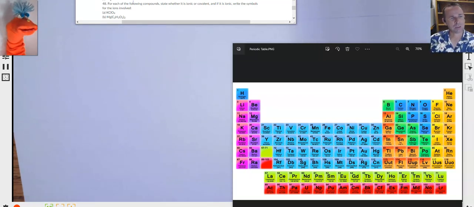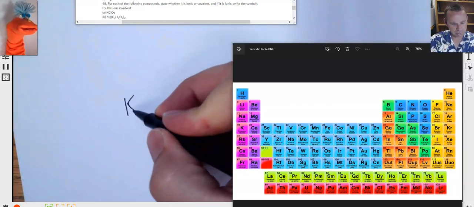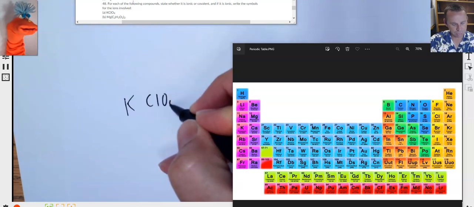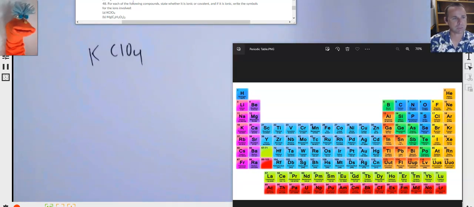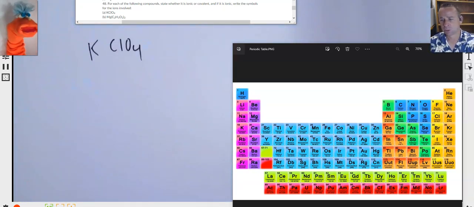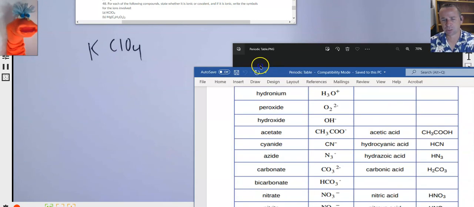Is this one ionic or covalent? Potassium, that's number 19. It's a metal, so this is an ionic compound. Very good. So now we know that we have this compound, potassium, ClO4. Oh, there's a polyatomic ion. What do we do when we see a polyatomic ion? Get out the polyatomic ion chart.